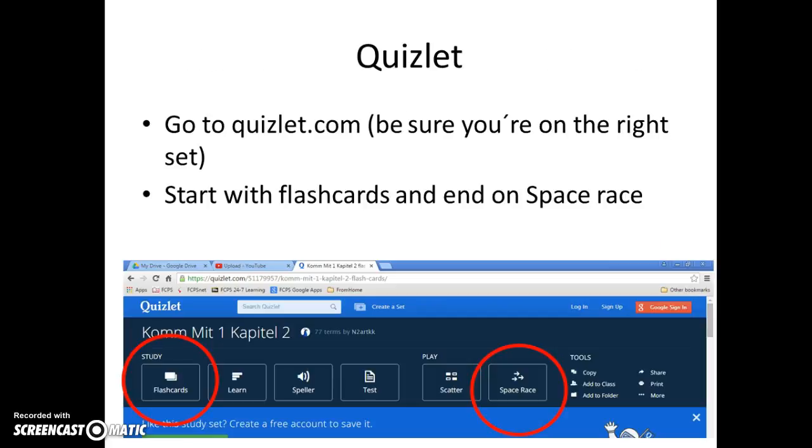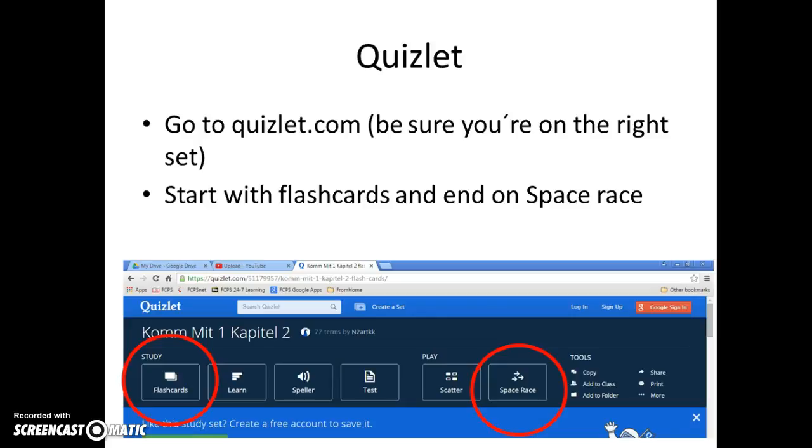Moving on to Quizlet. Again, you can use other websites to help you learn vocabulary. There's a lot of them out there. But I want to remind you to not just use the flashcards. Make sure you move on to the learn and speller and test, and then the games like scatter and space race. You got to do at least 4 of these functions in order to learn your vocabulary.